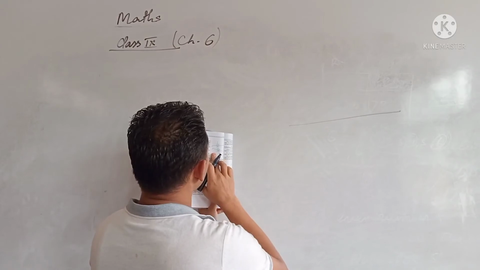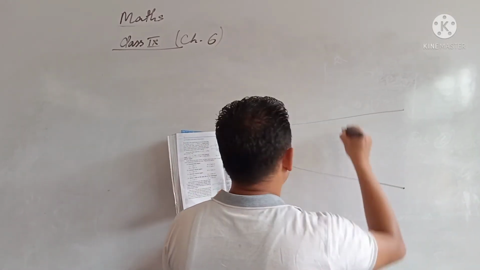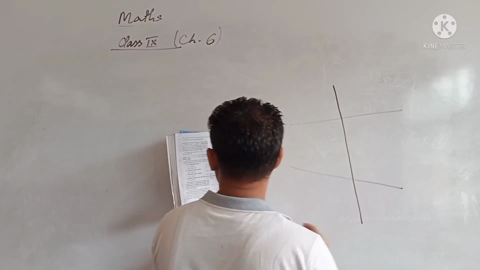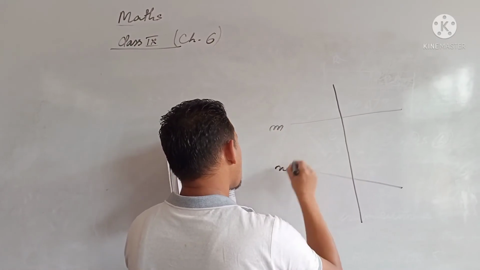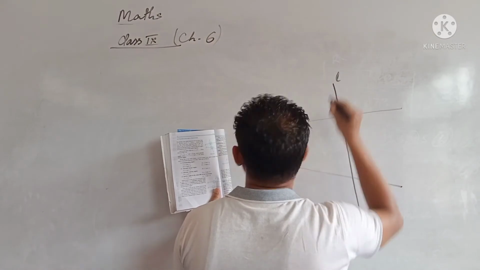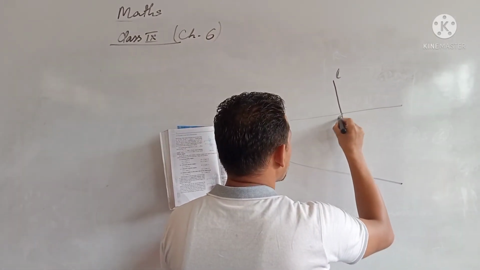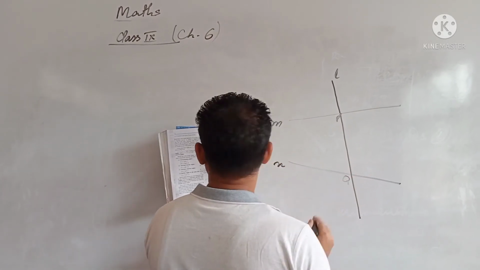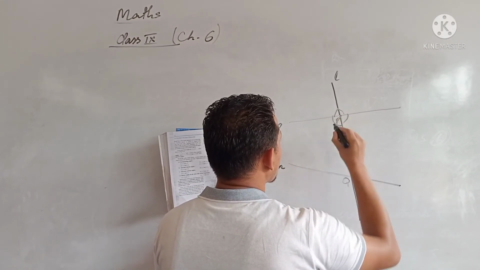See in your book also, it is already given one diagram. In this diagram, this line is M, and this is line L. The intersecting points are given as P and Q. And you can see here there are 4 angles.